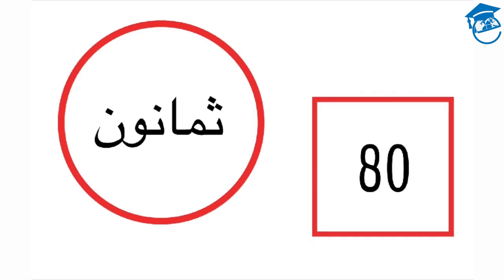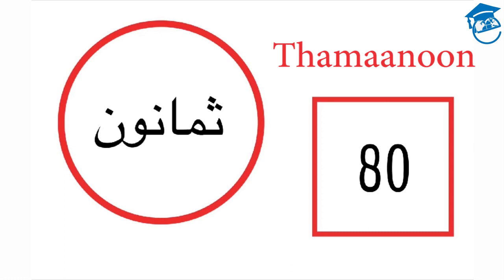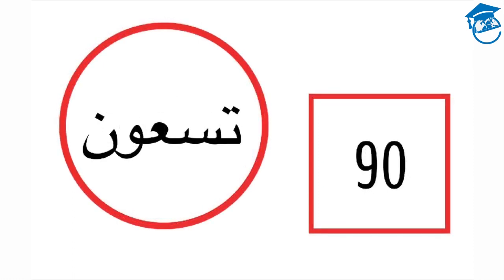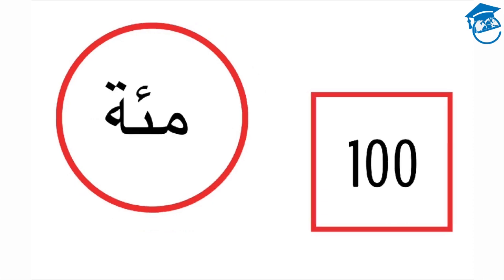80 is thamanun. Thamanun. Write thamanun. Thamanun means 80. 90 is tis'un. Tis'un. Write tis'un. Tis'un means 90. If we want to say 100 in Arabic, we say mi'a. Mi'a. Write mi'a. Mi'a means 100.